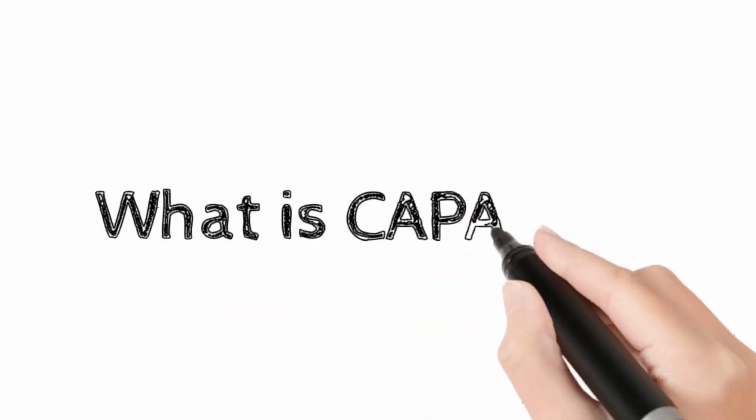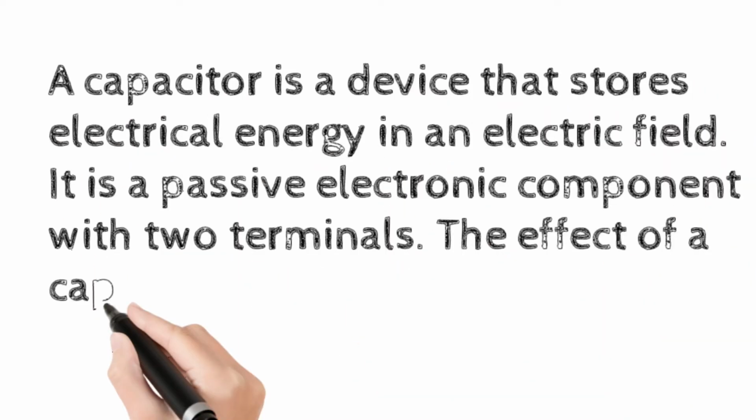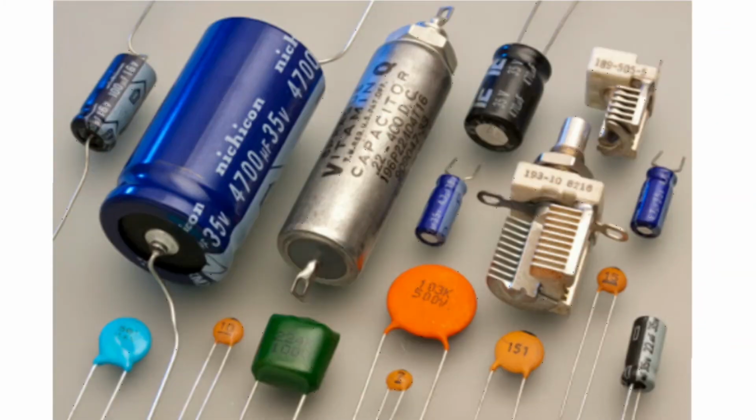Today we are gonna learn about capacitors. What is a capacitor? A capacitor is a device that stores electrical energy in an electric field. It is a passive electronic component with two terminals. The effect of a capacitor is known as capacitance. There are different types of capacitor.